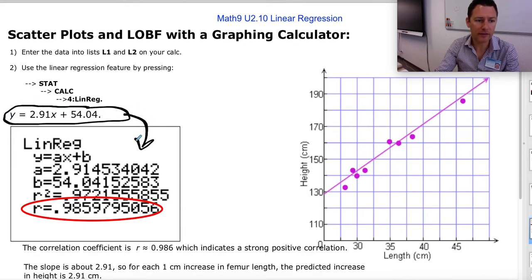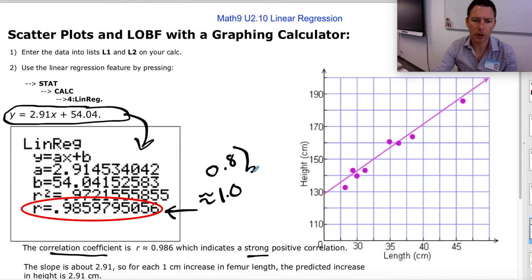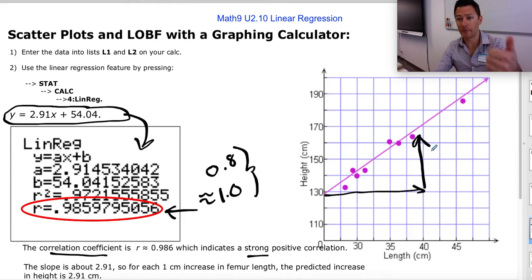We got it from this, and this R value is the correlation coefficient, and tells us that it's strong because it's close to 1, right? Anything between like 0.8 and 1.0 is a strong correlation coefficient. It means it's good. And positive just means as you read from left to right, it goes uphill. As the leg bone length, the femur length increases, the height increases, which is what you'd expect.